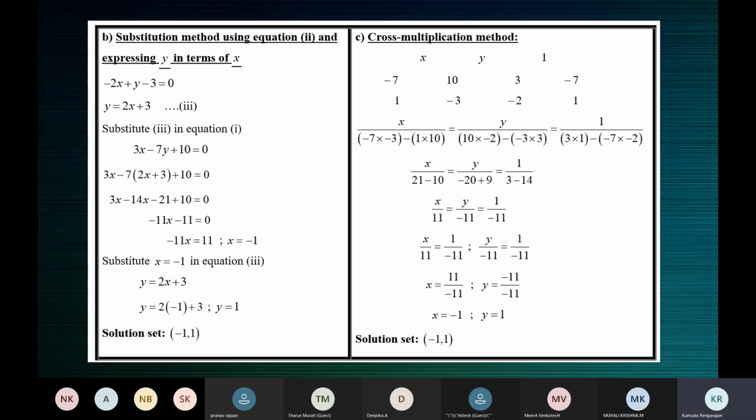Please, cross multiplication method will be the same for all of us, so please check your answer. Cross multiplication method, all of us will have the same working. Yes, ma'am. Please check your steps.